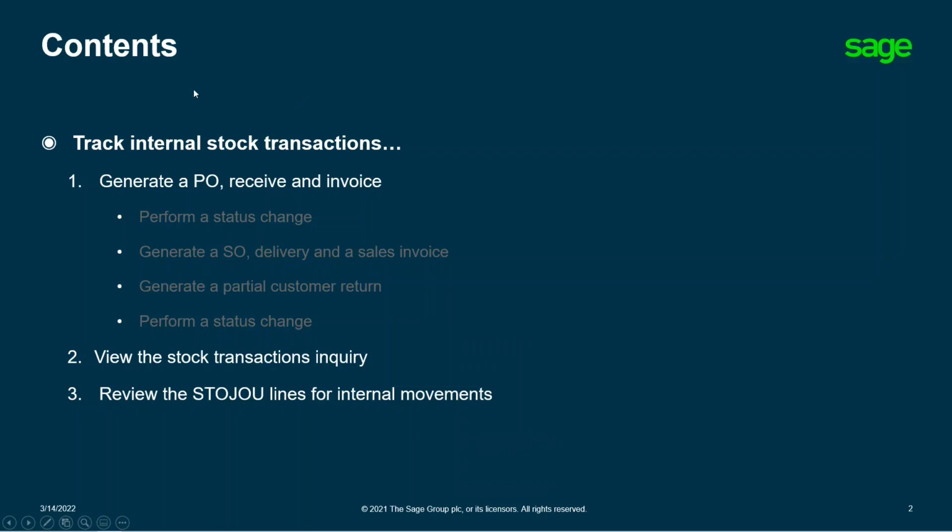Alright, so for that I will be creating a PO, receive it and invoice it, and then do a status change. Then I'll be creating a sales order, delivery, invoice, and do a partial customer return, and then do a status change, and then view the stock transactions inquiry for the stock movements and also the STOJO table.